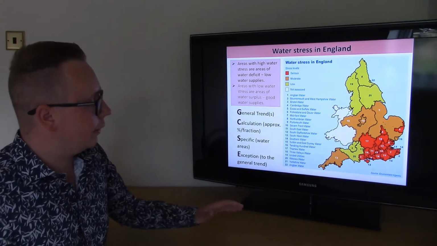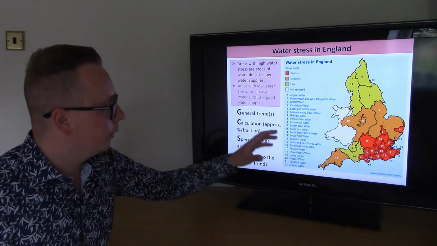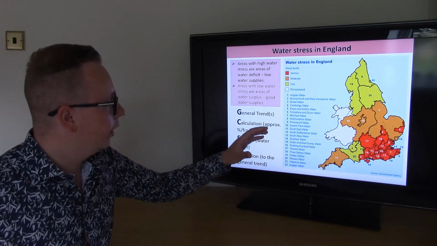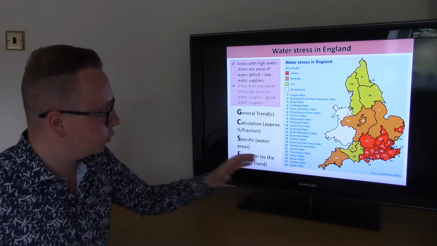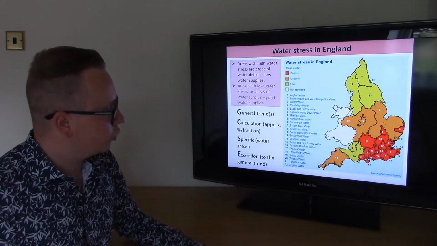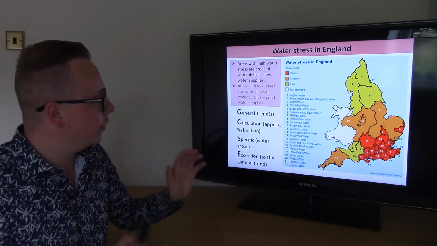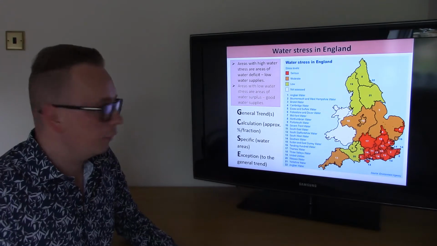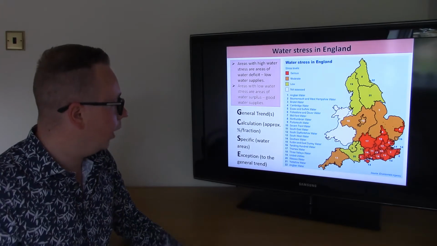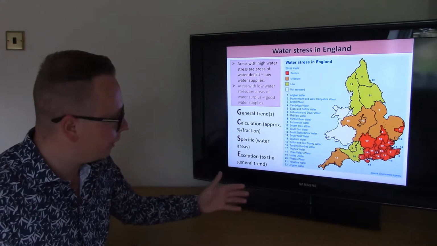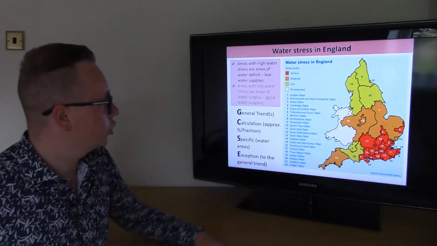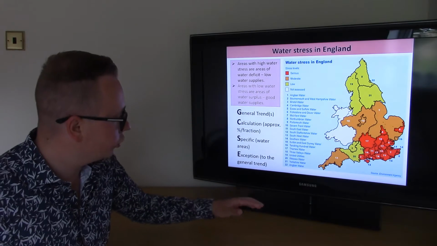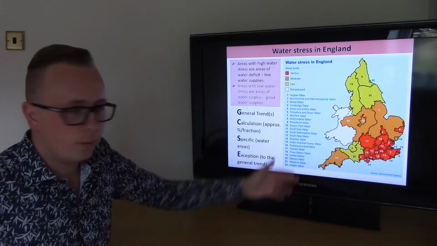So what really stands out is down here in the southeast of England we've got an area of serious water stress. So that's one general trend. And the other general trend is that the further west and north you go, generally the lower the level of water stress. And we can probably say around about 25%, a quarter of England, is covered by this serious water stress area. It includes areas such as Thames Water around the London area.